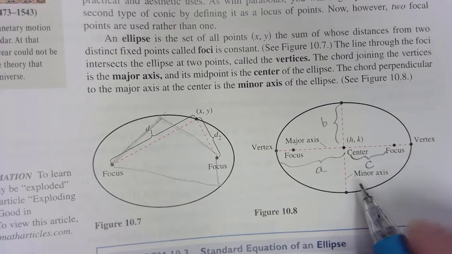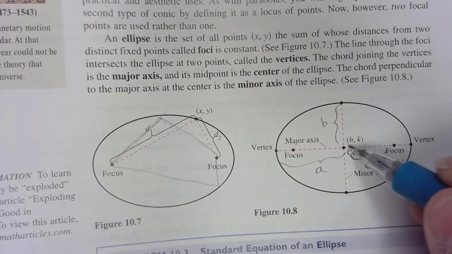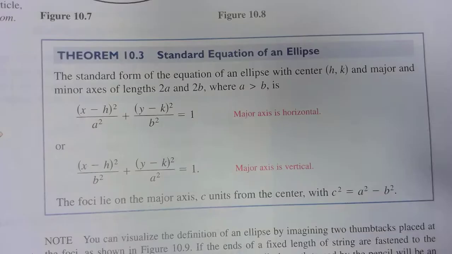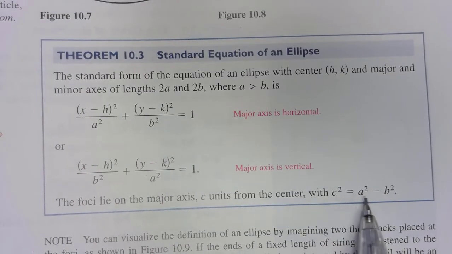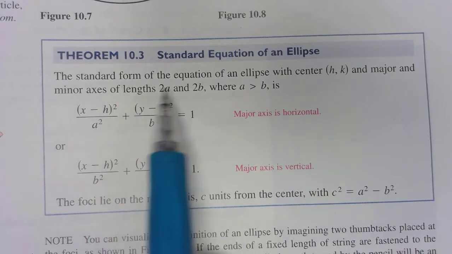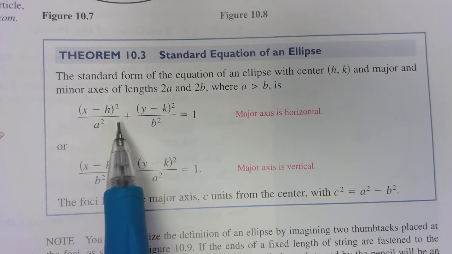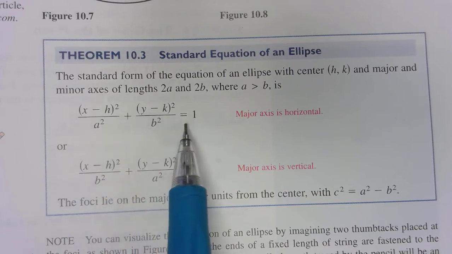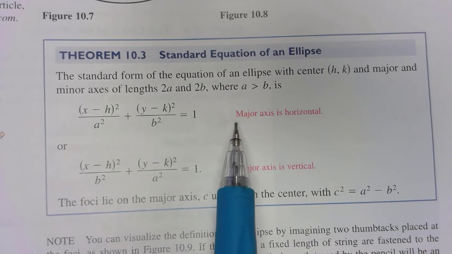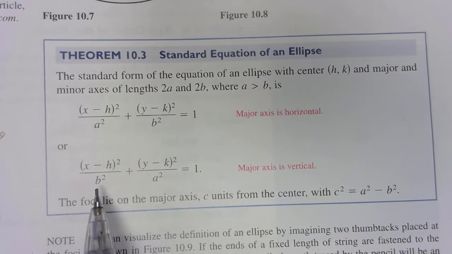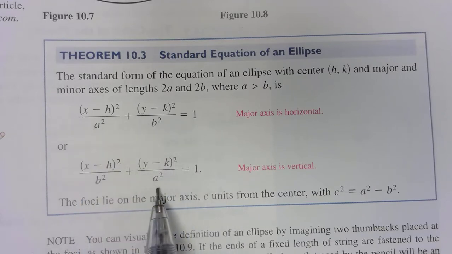To find your C, you will notice that here is my A, here is my B. You can see that C has to be less than A. And so your C squared is A squared minus B squared. Now, the standard form of an ellipse is x minus h quantity squared over a squared plus y minus k quantity squared over b squared equals 1. That is a horizontal ellipse as drawn in the diagram there. And the vertical ellipse has the a squared under the y squared term. And the foci always lie on the major axis.